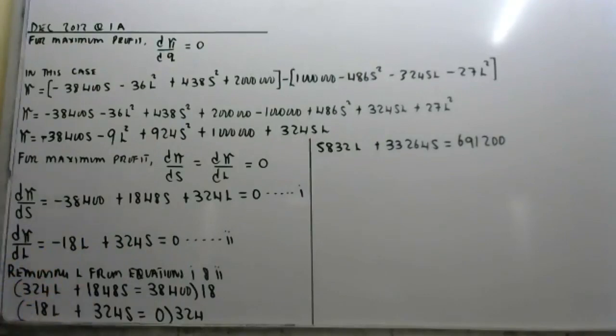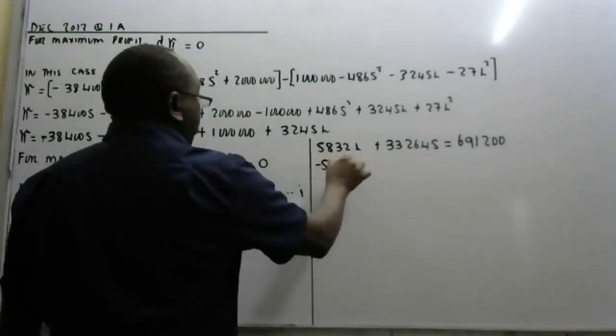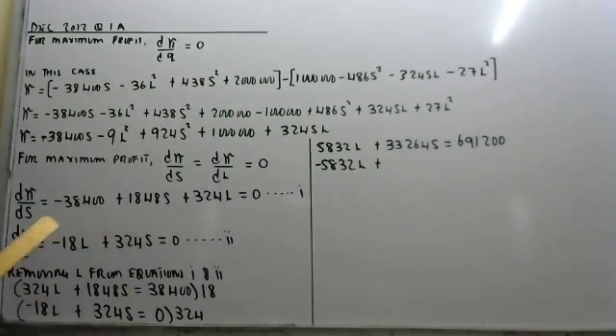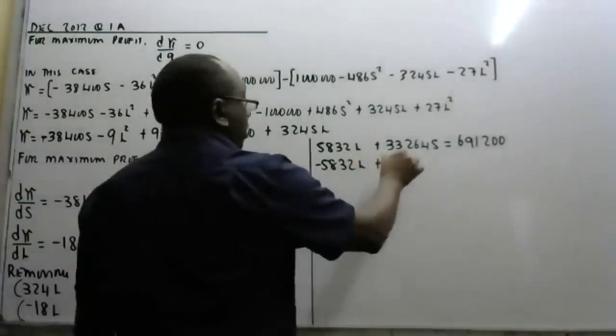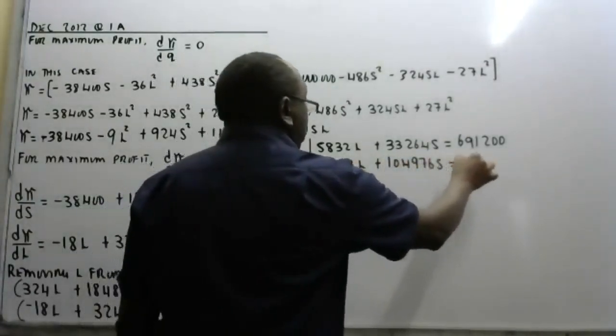324 times minus 18. That then must obviously be minus 58. That's 2L plus 324 times 324. 104976S should be equal to 0.